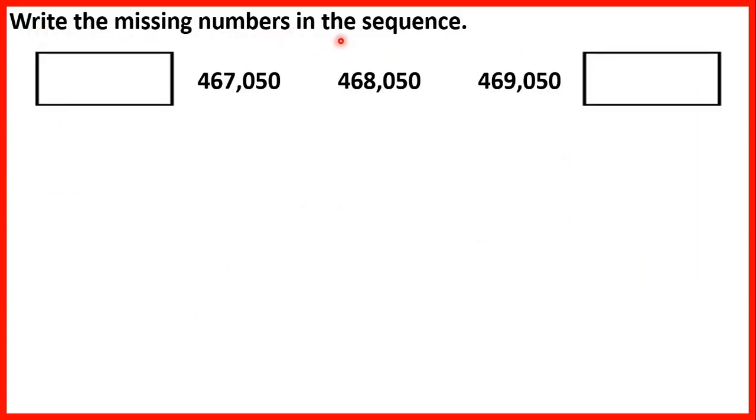Write the missing numbers in the sequence. We have 467,050, 468,050, 469,050, and we need to write the numbers that come before and after. So if we look at the digits that change, it's our hundred thousands, 10,000s, and thousands digits. So we have 467, 468, 469, and then we know that the number after 469 is 470.